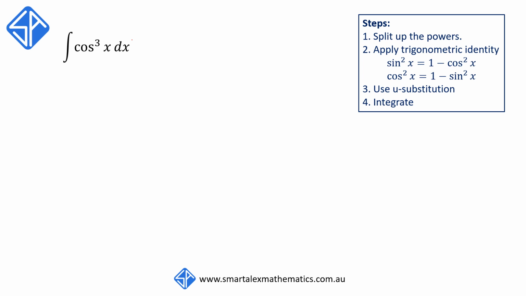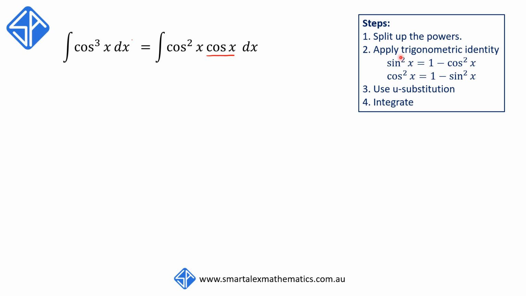For our first example, we're going to look at how to integrate cos cubed x dx. Our first step is to split up the powers. So cos cubed x dx can be written as cos squared x times cos x dx. And the way you want to split up the powers is such that you end up with one trig function to the power of 1.